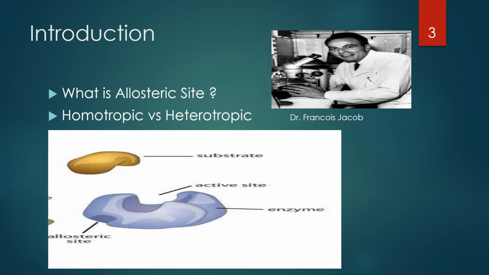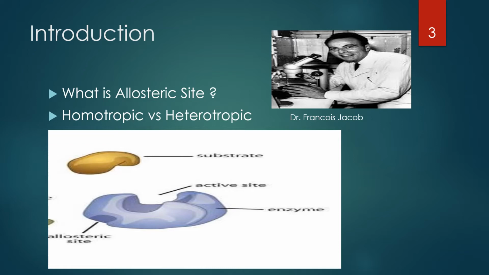And here we have the picture of Dr. Francois Jacob, who was one of the scientists who came up with this phenomenon of allosteric effect, right? So let us see actually what happens. When this modulator binds to this allosteric site, it influences the binding of the substrate to the active site. And this has effects on the overall kinetics of the enzyme and substrate reaction, right?